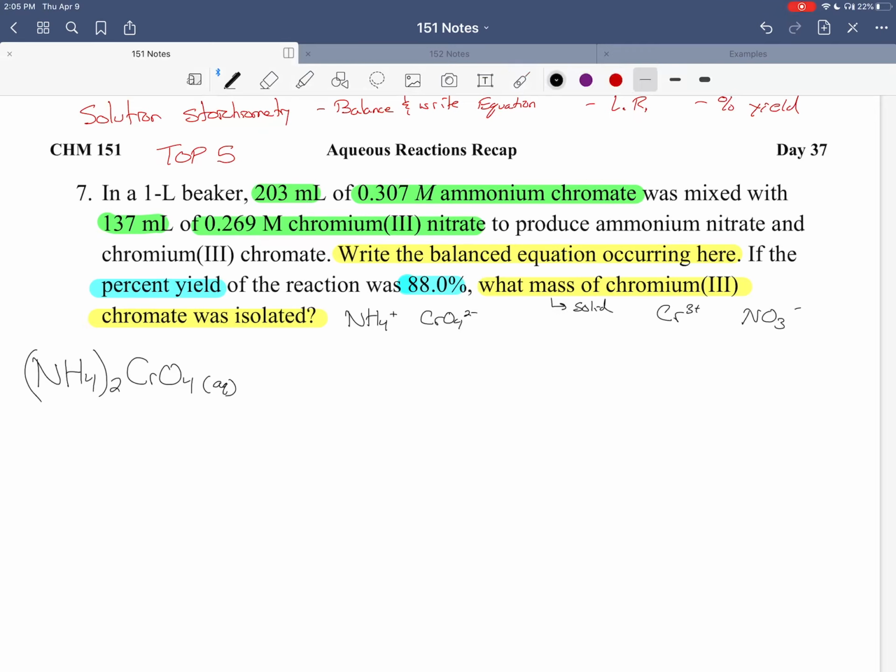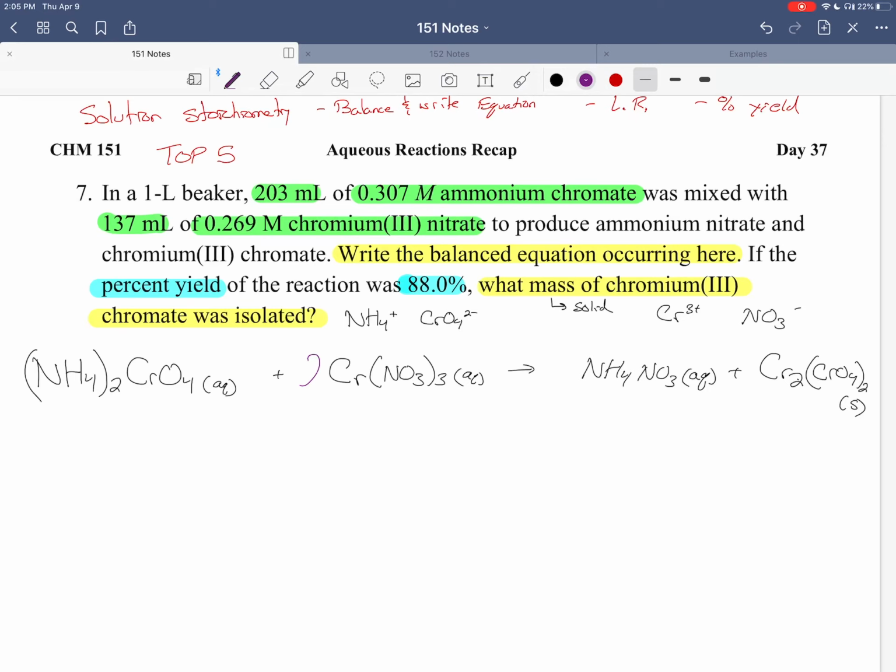All right. And we're going to go to chromium 3 nitrate, Cr(NO3)3, and that produces ammonium nitrate, NH4NO3, and that's very soluble. And then chromium 3 chromate, and that's the solid.